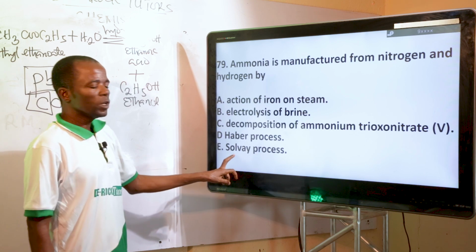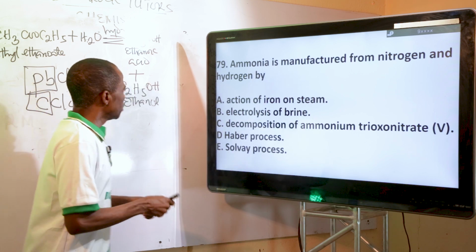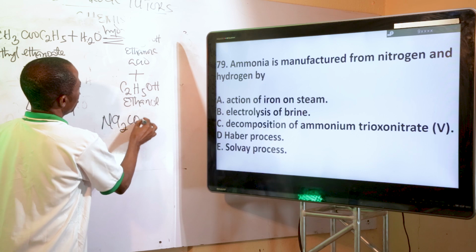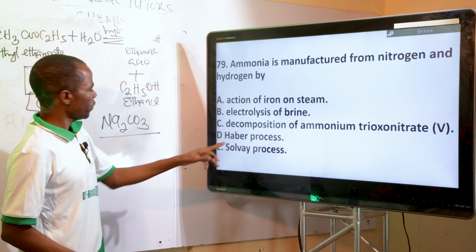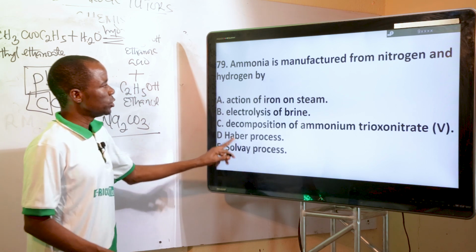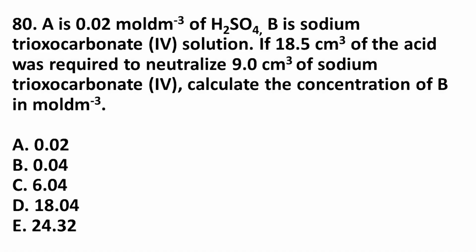If you are looking at Solvay process, what is manufactured during Solvay process is sodium trioxocarbonate(IV). This is what is manufactured during Solvay process. So Solvay process is used for the manufacturing of sodium trioxocarbonate(IV), whereas Haber process is used for the manufacturing of ammonia.